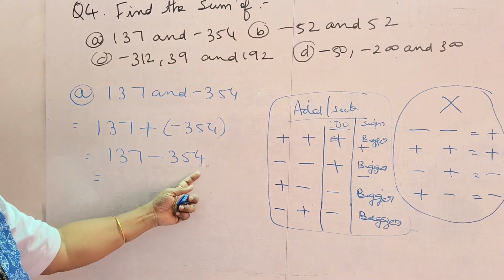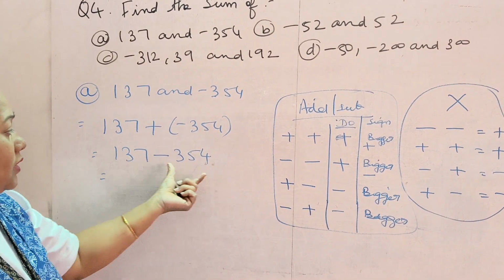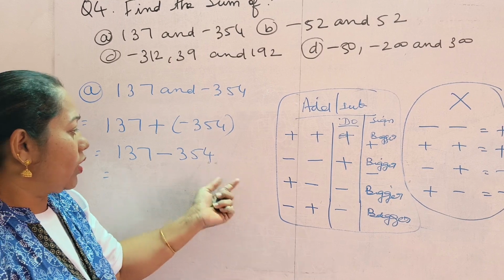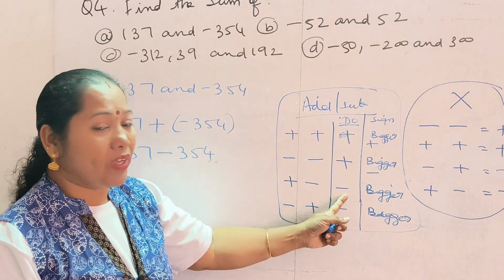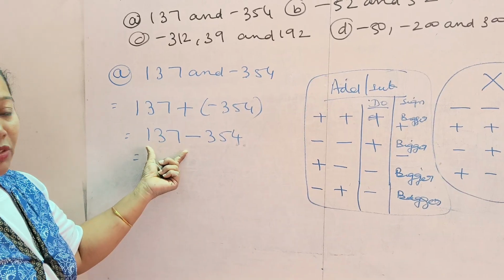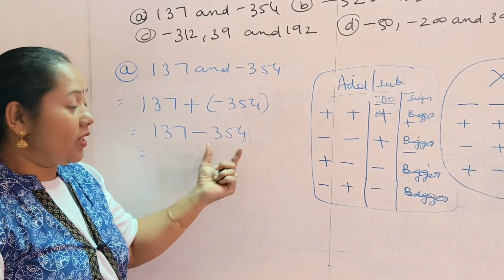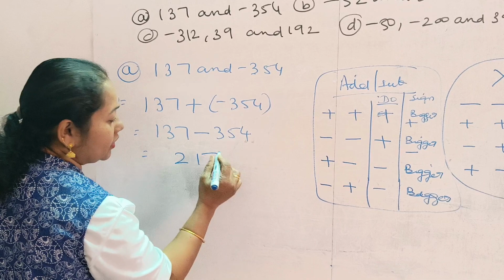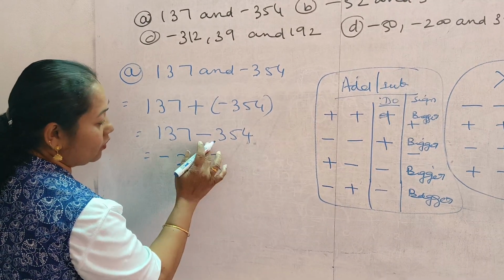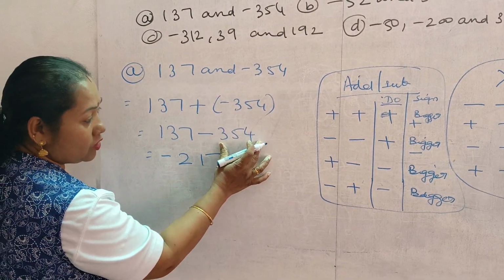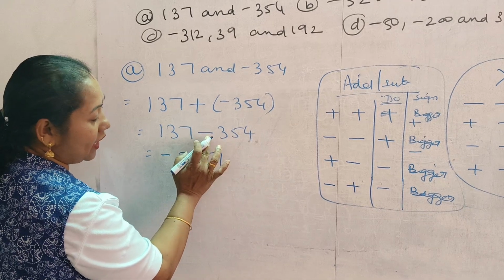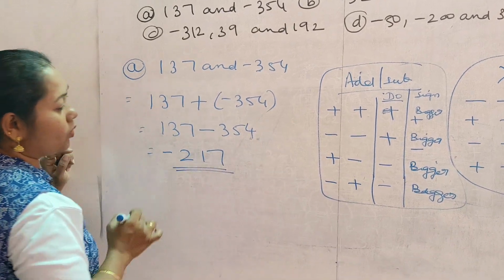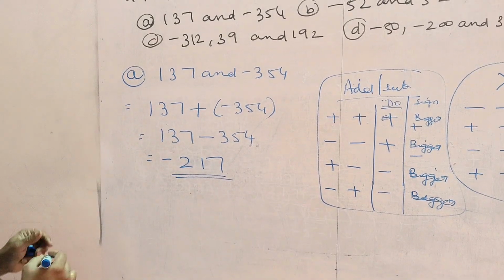Now we have to do subtraction. One is plus, other one is minus, which means we have to do subtraction. So 354 minus 137 gives the answer 217. The sign will be that of the bigger one. That is, 354 is the bigger number, so we will put the sign as minus. So minus 217.